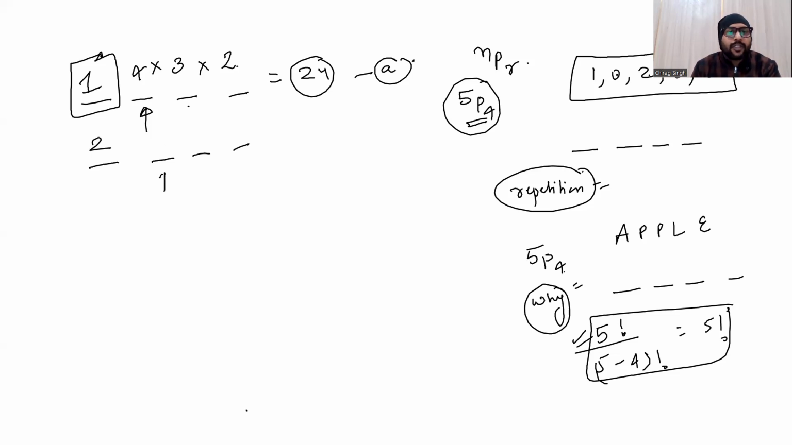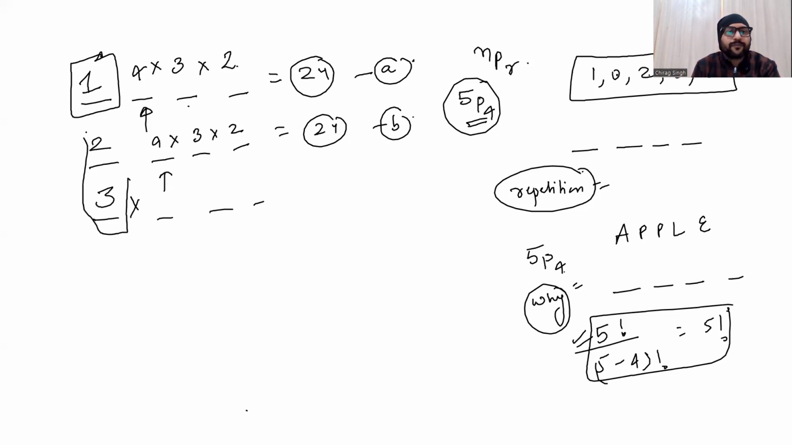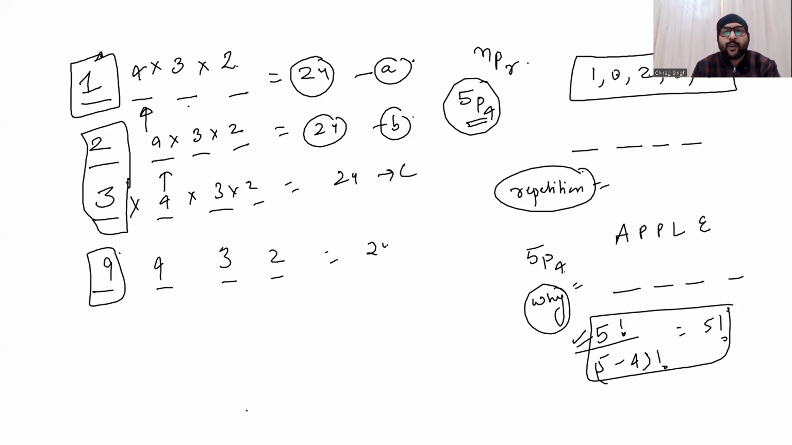Okay. Then for this place, again, I will be having 4 choices. For this, I have 3 choices. For this, I have 2 choices. Again, 24 choices. Now, let the number begin with 3. So again, for this, I have 4 choices, 3 choices, and 2 choices. 24. Now, numbers can start from 9. For this, I have 4 choices, 3 choices, 2 choices, again 24.